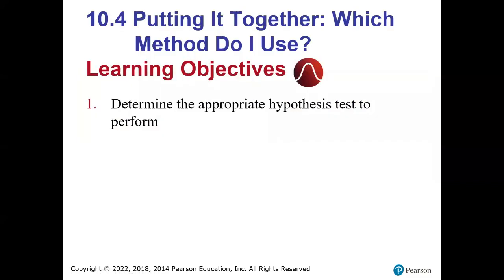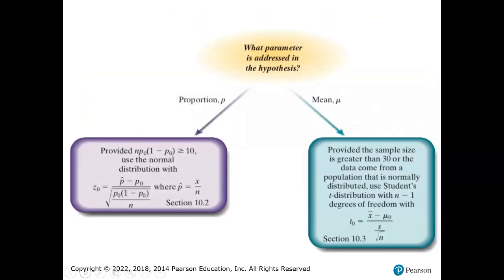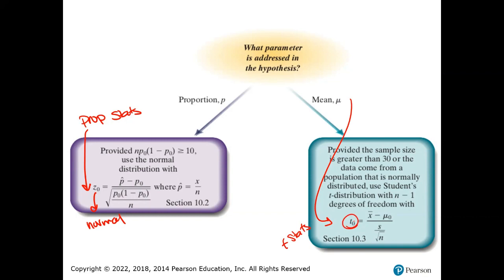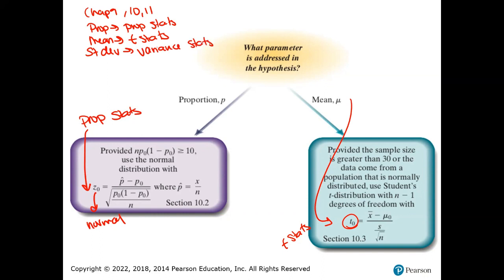Just a recap at this point of what we've done so far. If it is a proportion, we are following proportion stats, which follows the Z curve or the normal curve. When we work with a mean, we then go to a T distribution, T stats. Every single time, chapters 9, 10, and 11. Anytime you do a proportion, you're going to prop stats. Anytime you do a mean, you're going to T stats. Anytime you do a standard deviation, you're going to variance stats. Every single time. You get really comfortable with knowing where those tests are.